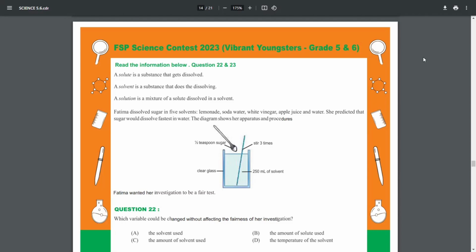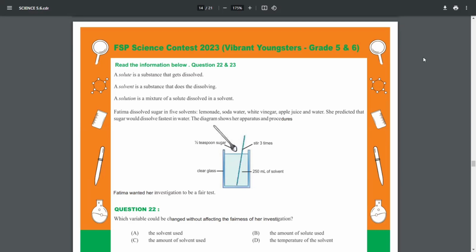Read the information below. A solute is a substance that gets dissolved. A solvent is a substance that does the dissolving. A solution is a mixture of a solute dissolved in a solvent. Fatma dissolved sugar in 5 solvents: lemonade, soda water, white vinegar, apple juice, and water. She predicted that sugar would dissolve fastest in water. The diagram shows her apparatus and procedure. Fatma wanted her investigation to be a fair test.